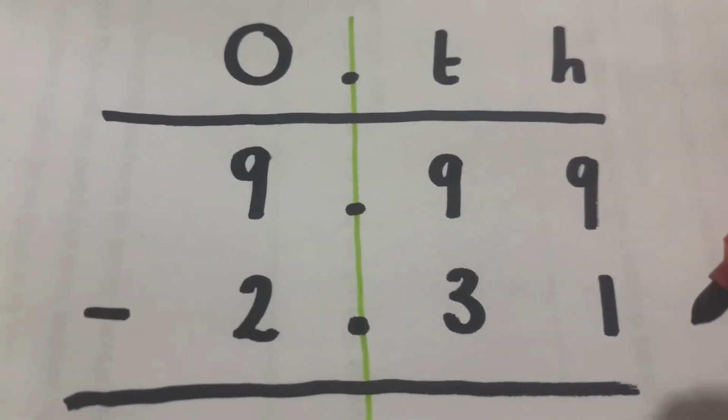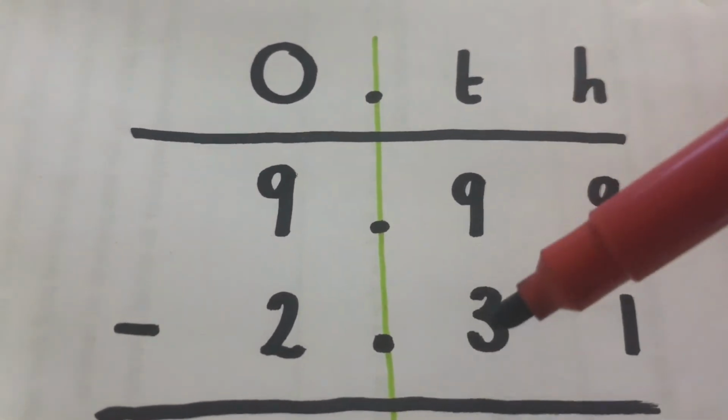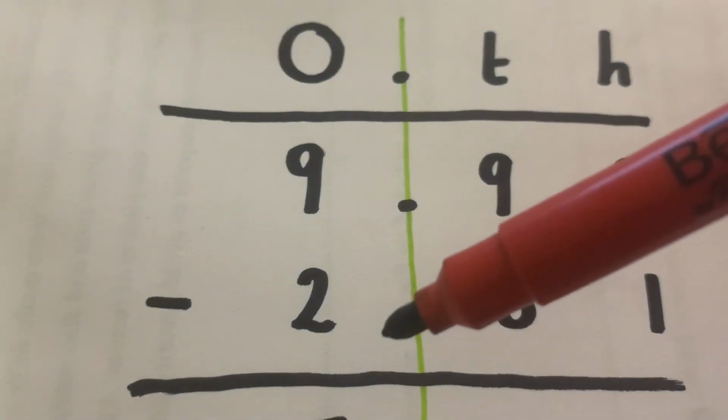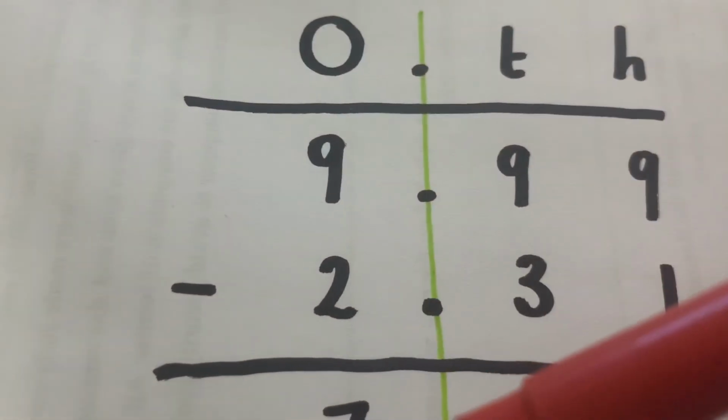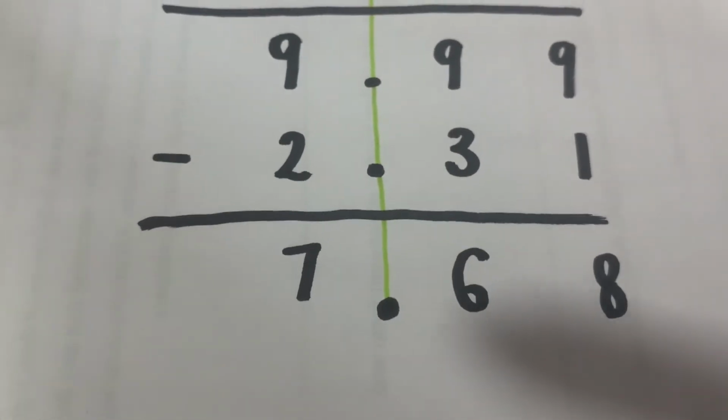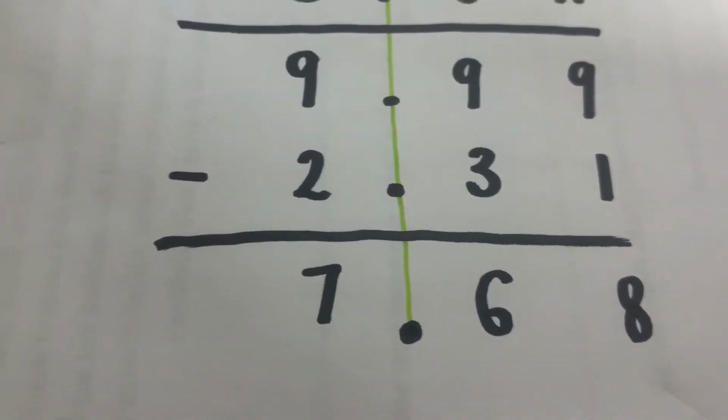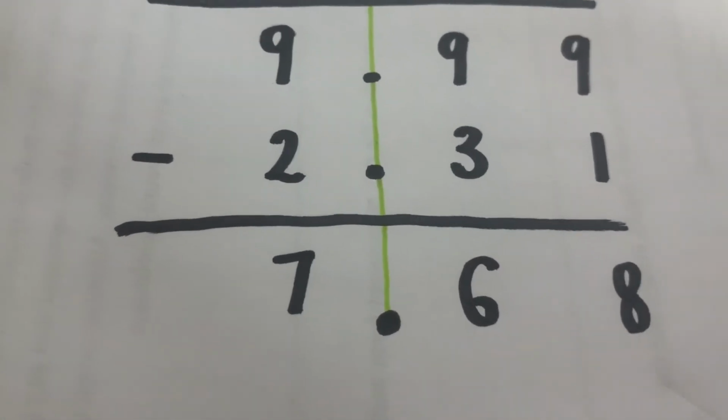So 9 take away 1 is 8, 9 take away 3 is 6, add in the decimal point, and 9 take away 2 is 7. So 7.68 is the same answer. It's just much quicker because we don't have to exchange.